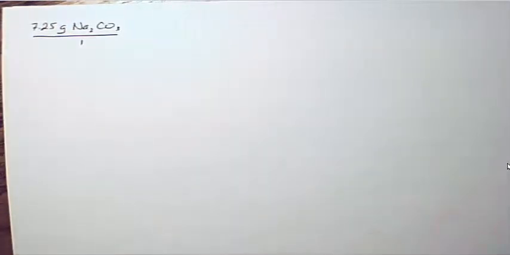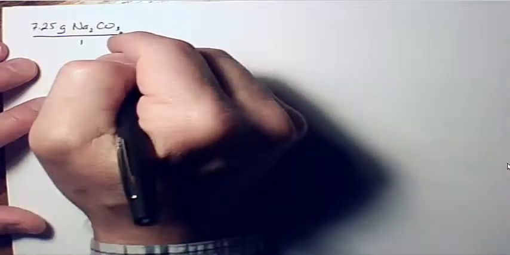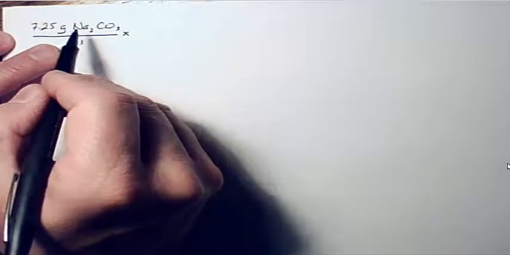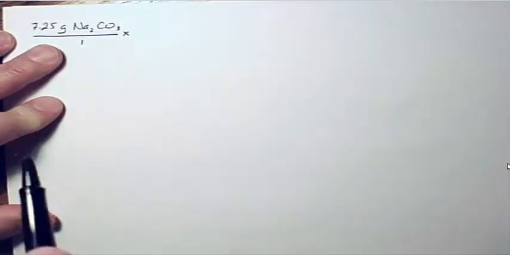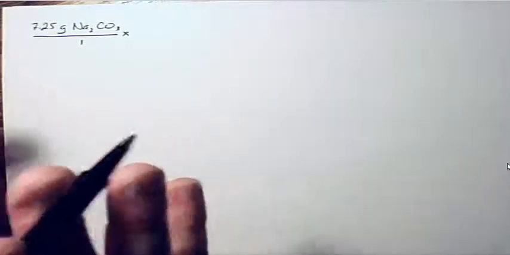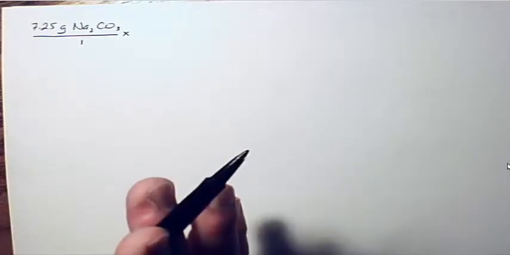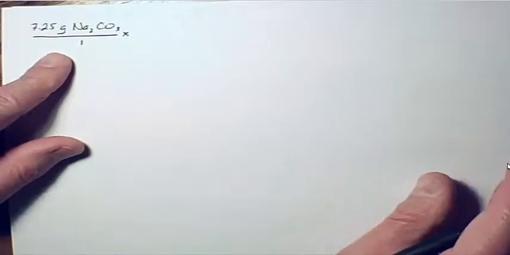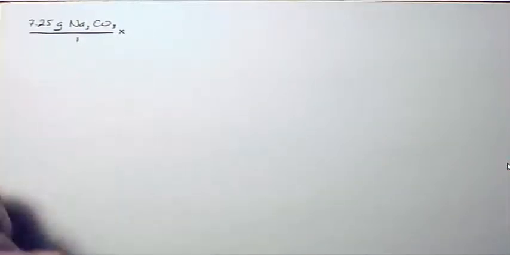Okay? What's our starting amount? 7.25 grams this time of sodium carbonate. And put it over 1 because the starting amount, that's what we do with starting amounts. But this time, in order to get from the mass of this to the mass of the CO2, I've got to first convert to moles. Because we've got to go through moleville. You can't go straight from mass of this to mass of something else. You've got to go through moles.